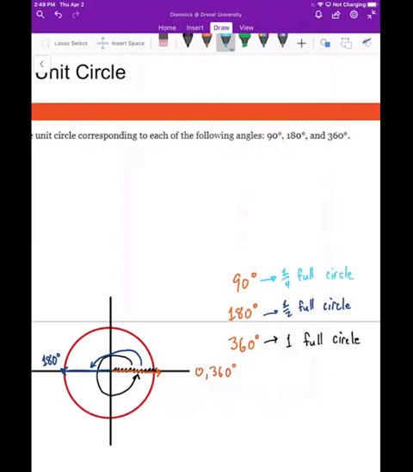And again, we're measuring this from this positive axis. So if I come up here and I go 1/4 of the way, this would be corresponding to 90 degrees. Okay, so those are the different radii that correspond to each of those three angles.